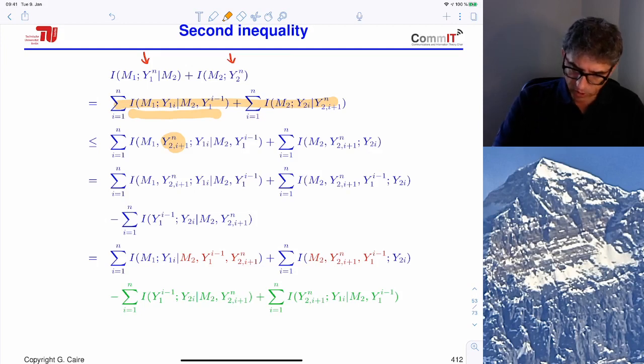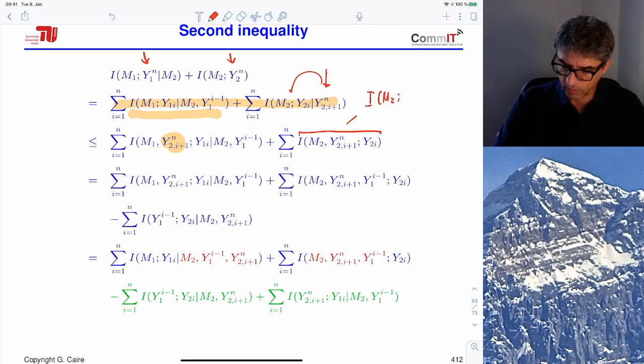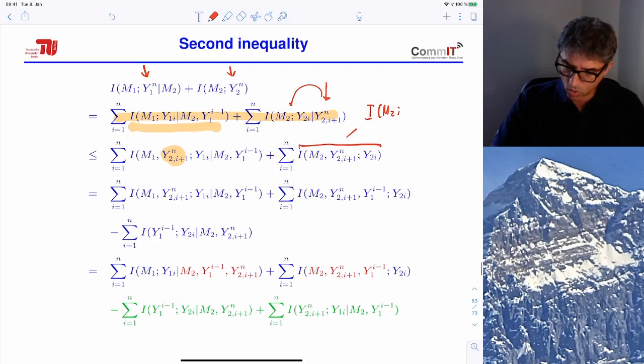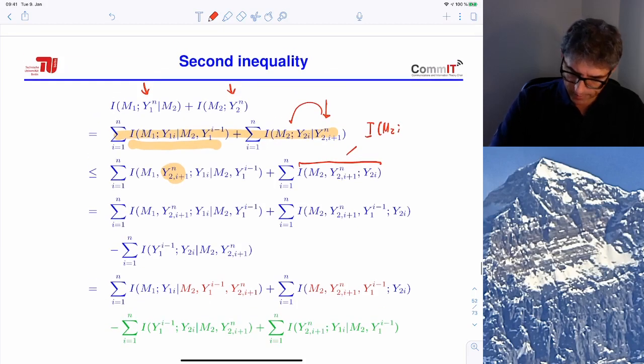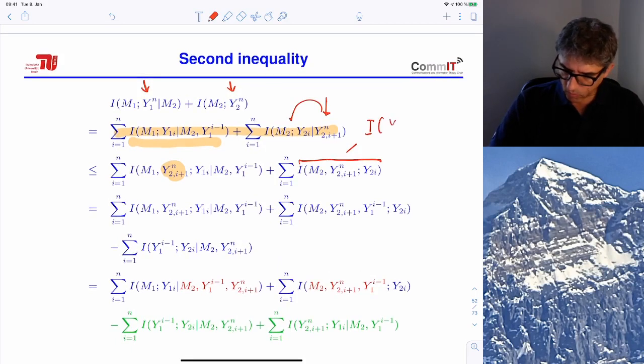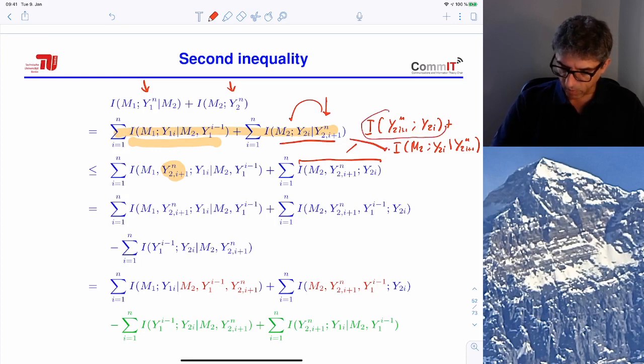For the second term, we can simply write it with this term in the conditioning. If we bring it inside here by the chain rule, we break this term into I(M2; y2i+1^n) plus I(M2; y2i given y2i+1^n). You see that this term coincides with this term, and we have an extra term here. So basically this term is less or equal than this, and therefore here we have an upper bound.